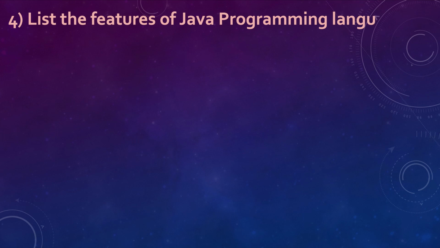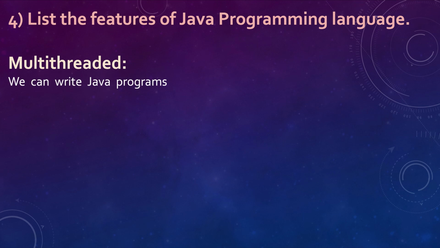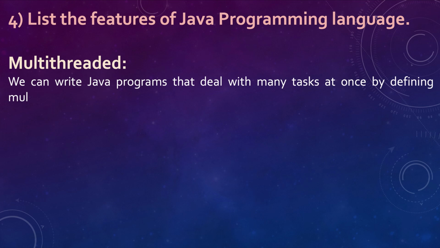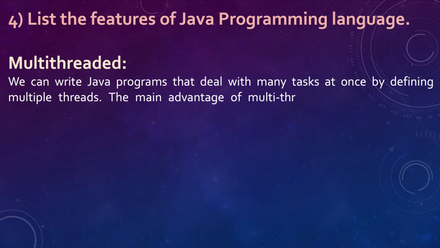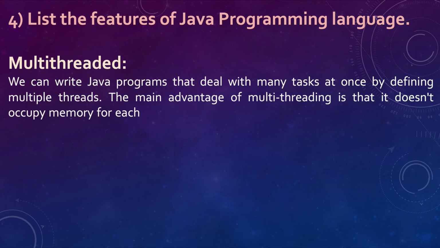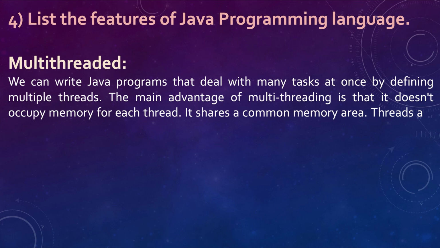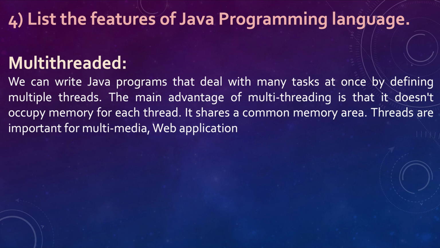List the features of Java programming language. Multi-threaded. We can write Java programs that deal with many tasks at once by defining multiple threads. The main advantage of multi-threading is that it does not occupy memory for each thread. It shares a common memory area. Threads are important for multimedia, web applications, etc.